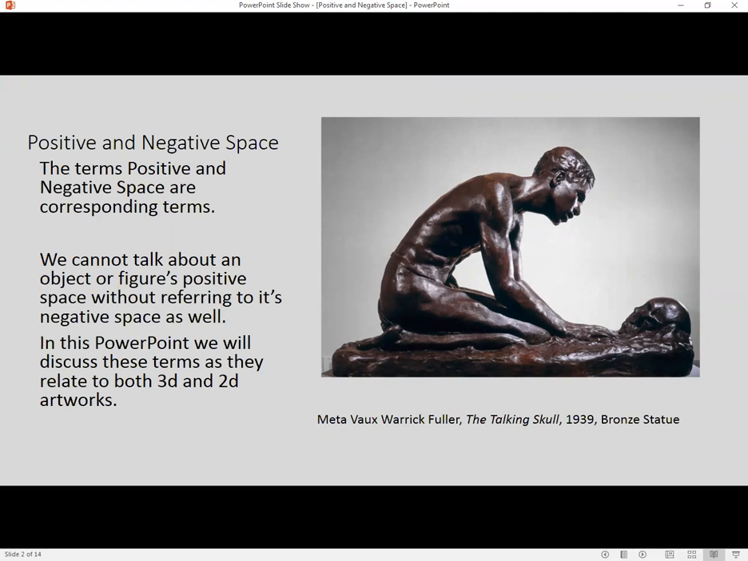We're talking about positive and negative space in art. And literally, we're talking about this kind of space. This was in the chapter, I know you read it, but we're talking about positive and negative space as they refer to two-dimensional and three-dimensional artwork. So that's how we're going to discuss them right now.